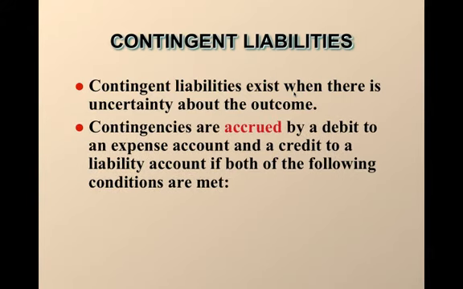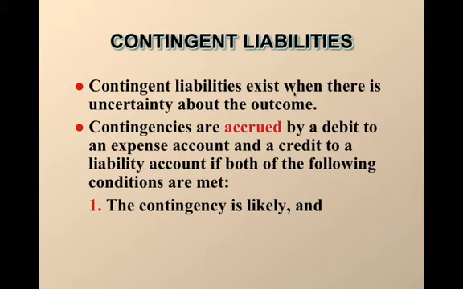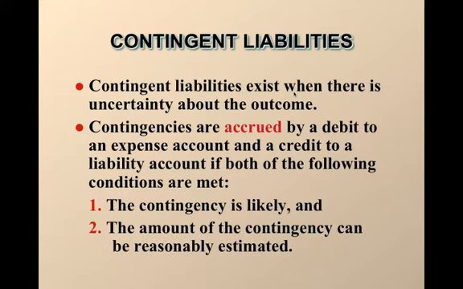So contingencies are accrued by a debit to an expense account and a credit to a liability account if both of the following conditions are met. So what we're saying here is, for contingent liabilities, you are going to debit an expense account and credit a liability, a current liability, but both of these conditions have to be met. And if they're not, you will not do a journal entry at all. It will be treated differently. So the first condition is it has to be likely. So you're pretty sure it's going to happen. And the amount of the contingency can be reasonably estimated.